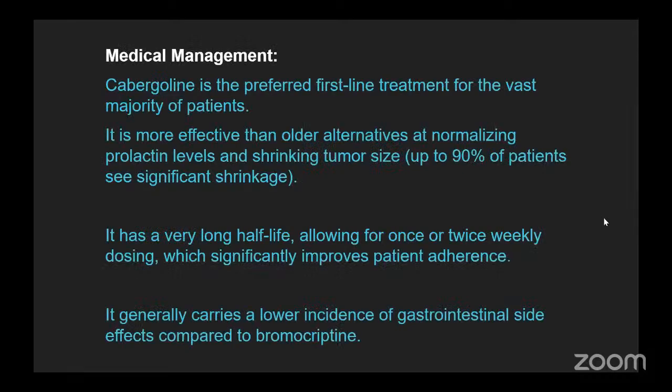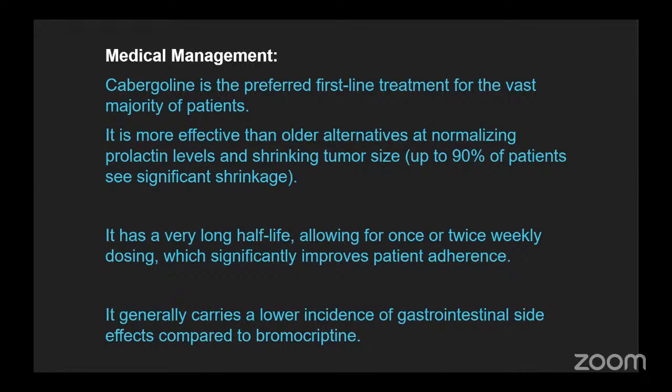So when we talk about medical management for prolactinomas, there are two options. We treat them with dopamine agonist. We have two options with dopamine agonist. We have cabergoline and bromocriptine. Bromocriptine is the traditional option. It's the cheaper option.